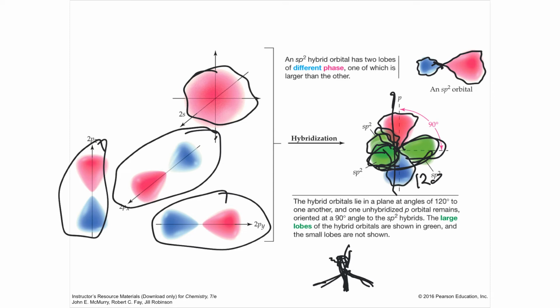So it works beautifully, and then when you make bonds, you're going to make one here, one here, and one here. And then when you look at the molecule, it's going to be 120 degrees apart, just like the other theory suggested.